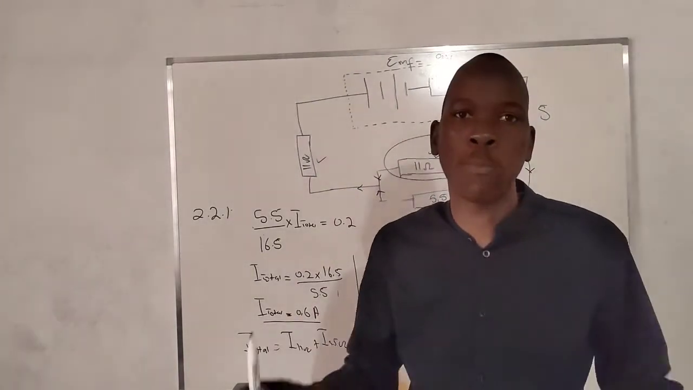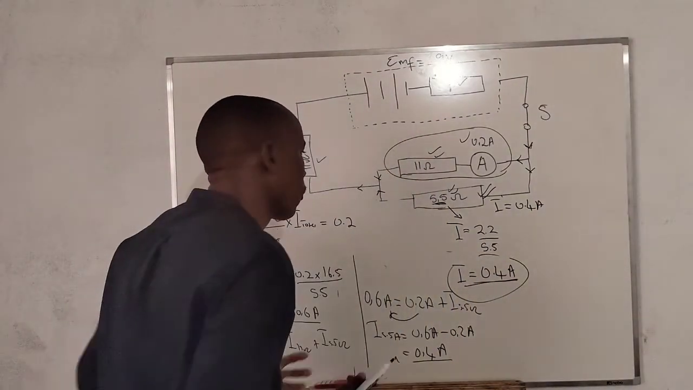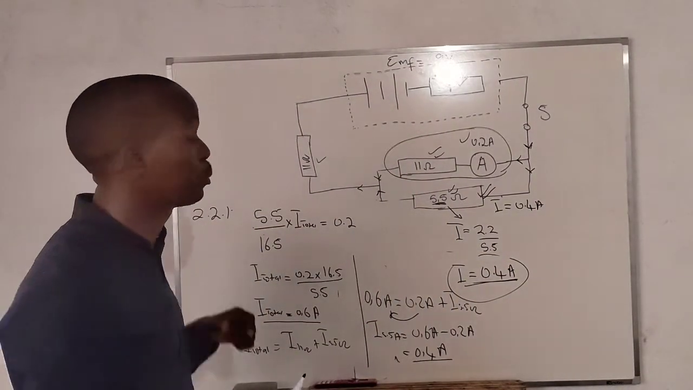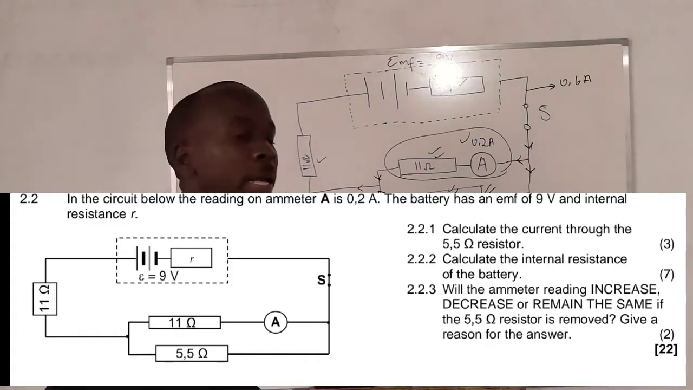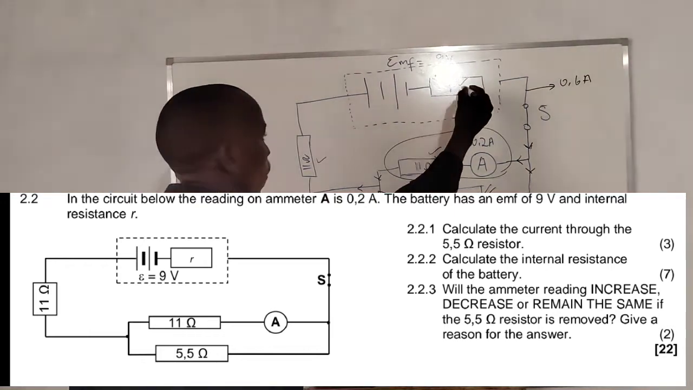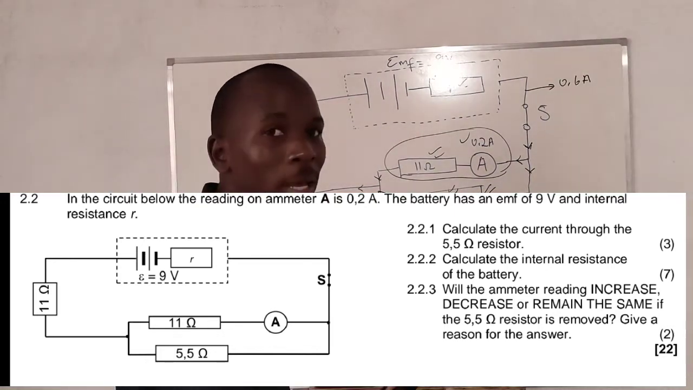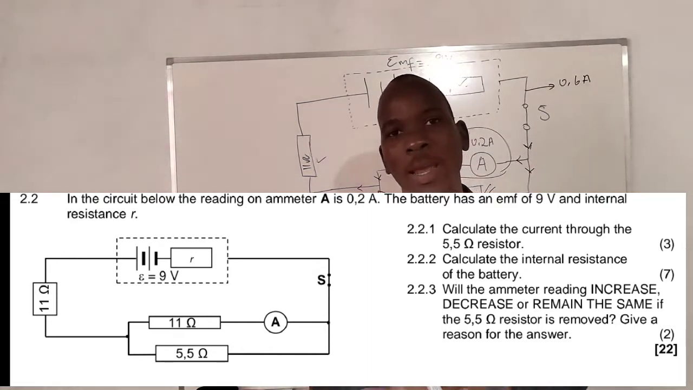These circuit problems require more practicing. So this is the first problem. The second problem, it is my favorite. Now the second question requires us to calculate the internal resistance of the battery. The question had 7 marks, so it means that there is a lot of working that we need to do.